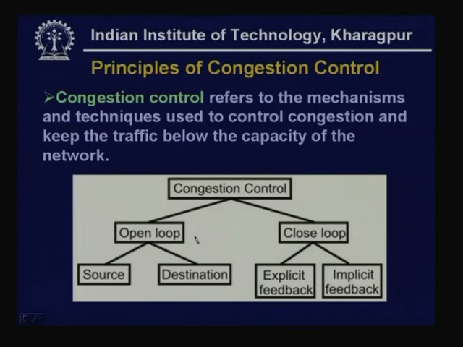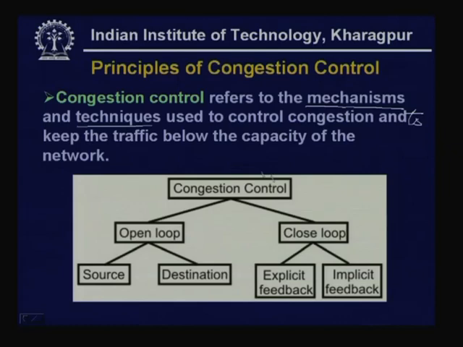The basic principle of congestion control refers to the mechanisms and techniques used to keep the traffic below the capacity of the network. That is the basic objective. The objective is to keep the traffic within certain limits such that congestion does not occur, or whenever congestion occurs, you have to overcome it. That is why congestion control techniques can be categorized into two types: open loop congestion control and closed loop congestion control.